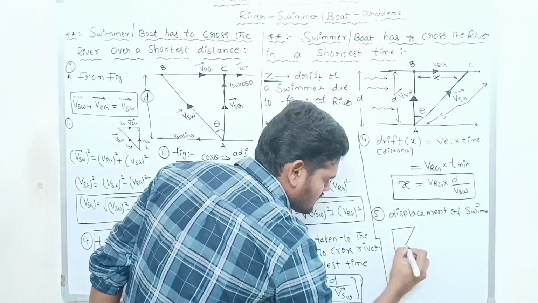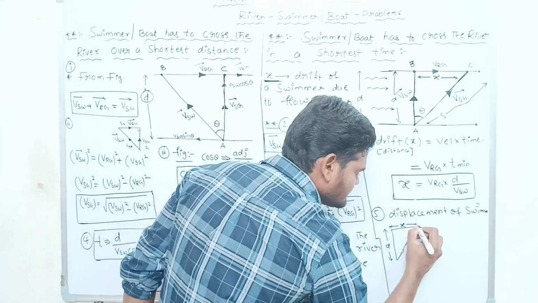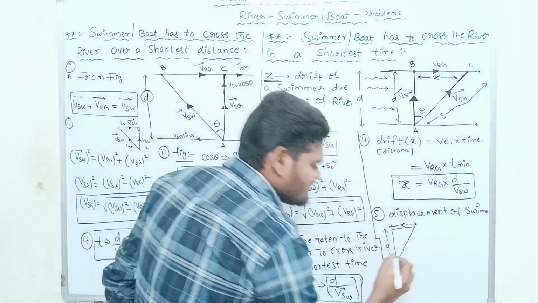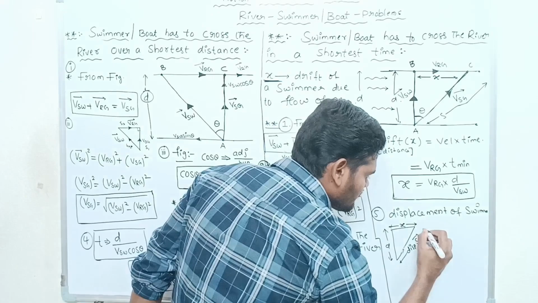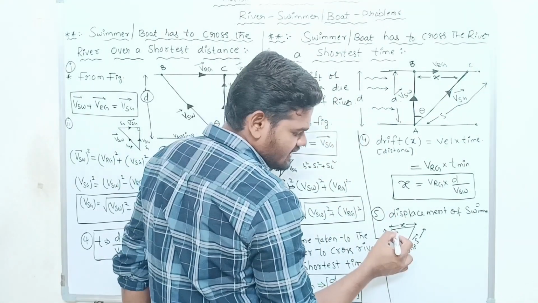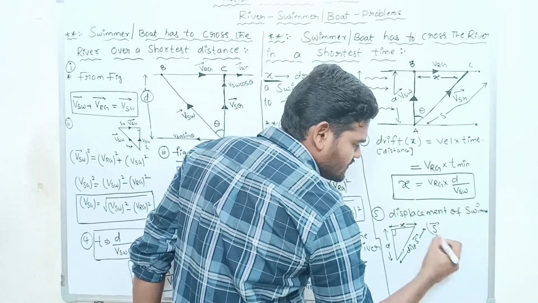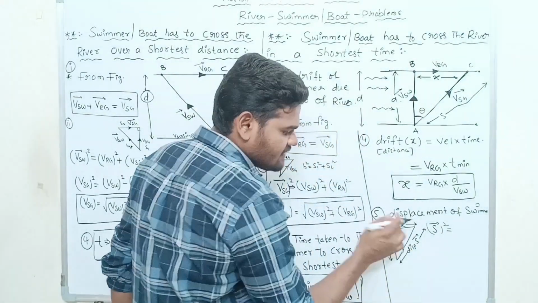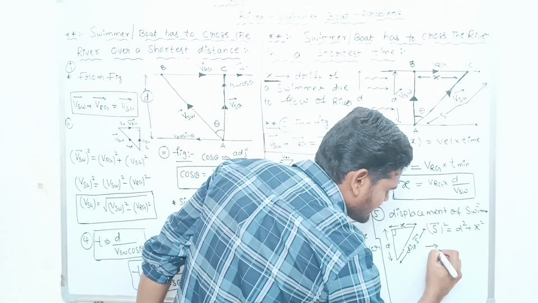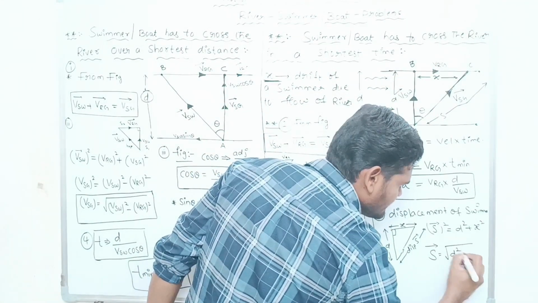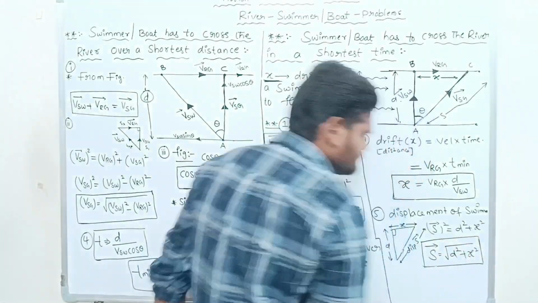So this is the width of the river. This is X, the drift of the swimmer. And this is the displacement, S bar. From this figure, it is clear that again it is a right angle triangle. Then hypotenuse square is equal to displacement square is equal to side 1 square plus another side square, d square plus x square. Now the displacement vector S bar is equal to under root of d square plus x square.